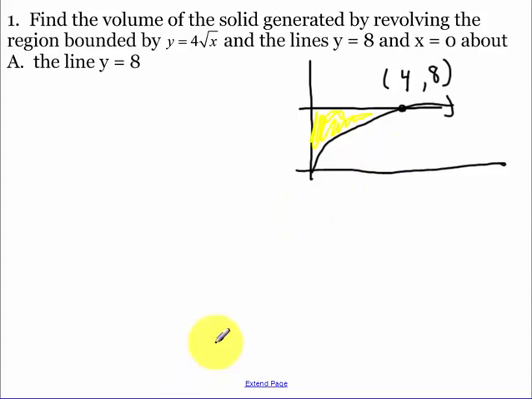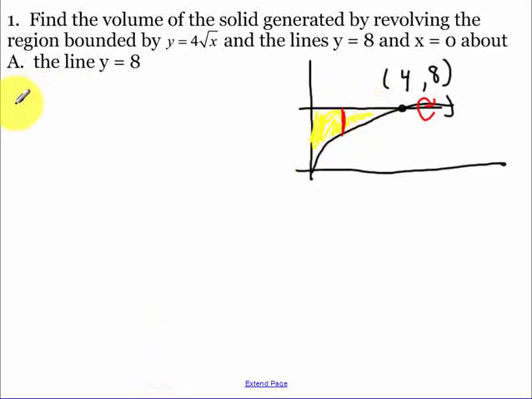around the line y equals 8. So I'm taking it and I'm revolving it around that line. So this is what my radius is going to be. This example is nice because our area butts up right to our line. So we don't have two radii to deal with. We don't have an outer and an inner.